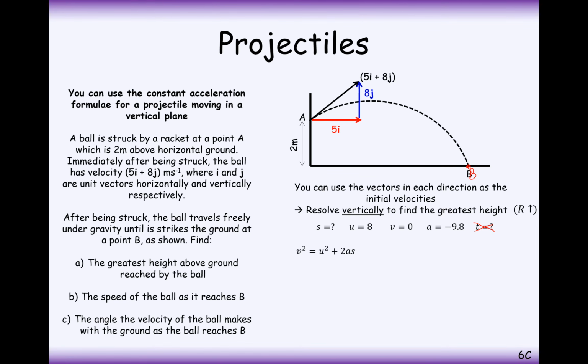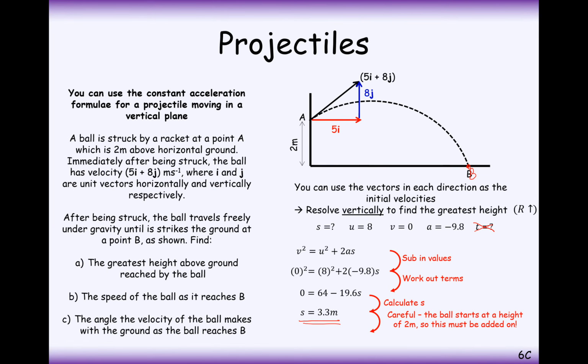So therefore v squared equals u squared plus 2as, and substituting in the values and rearranging it, we get 64 divided by 19.6, which is 3.3 meters to two significant figures. But that is the distance above the initial starting point. For our final answer here, we're going to need to add on the initial height of 2 meters to get the greatest height above the ground. So add 2 onto that, and you get 5.3 meters as your final answer here.